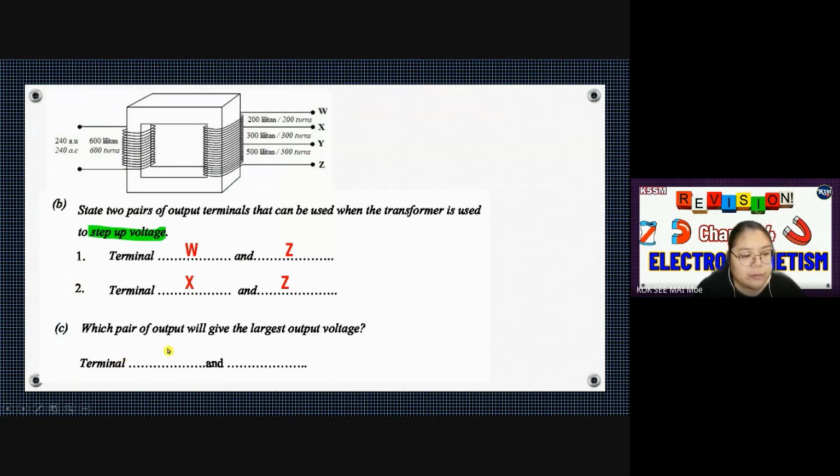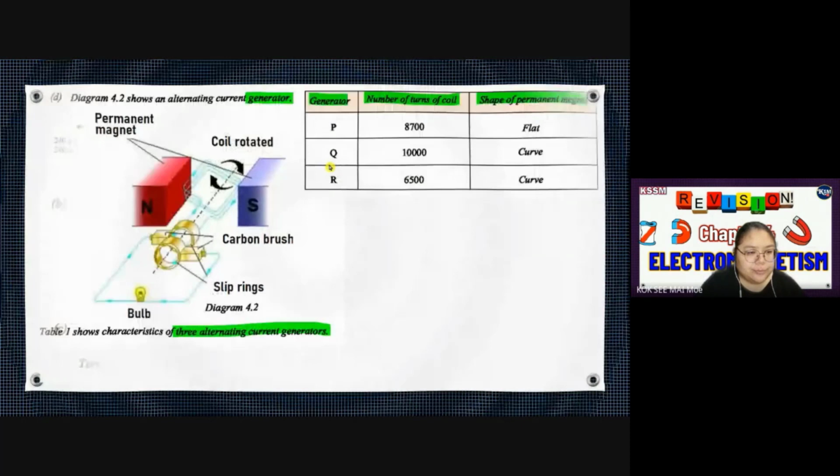Okay, now which pair of the output will give the largest output voltage? So just now you gave two sets already, is it? Now they want to compare. W to Z is largest or X to Z is the largest. So W to Z actually should be the largest lah, because 200 plus 300 plus 500. Just now only X to Z is 800. So that means the choice must be WZ, already is 1000 turns. Okay, then we go to the next part.